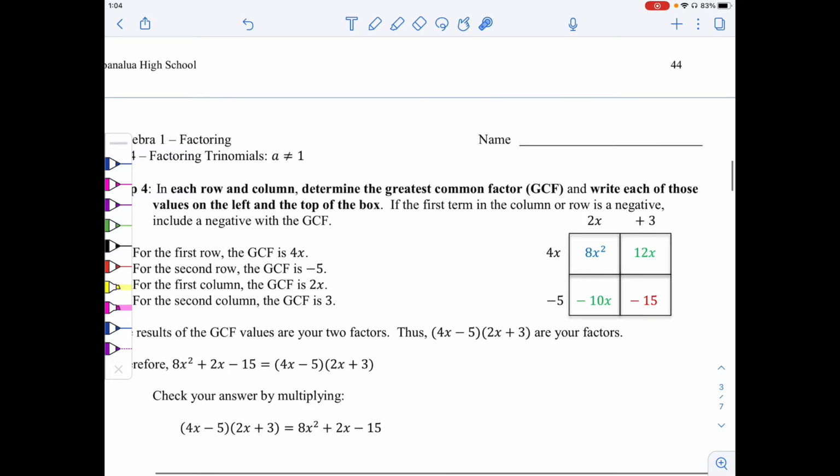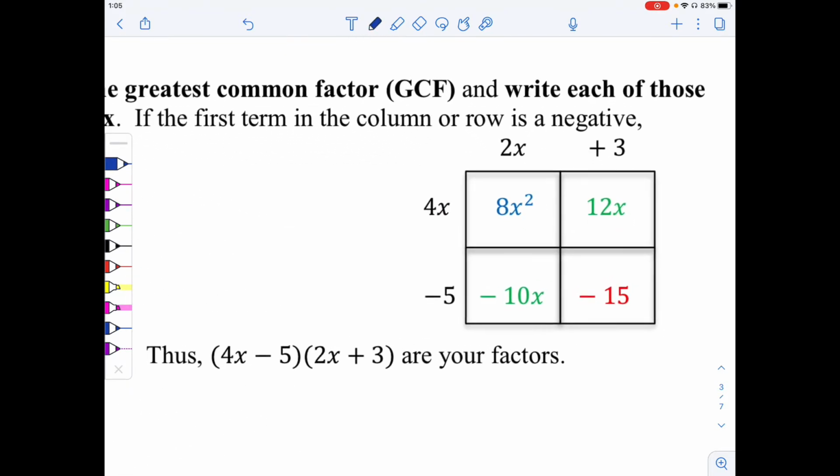So GCF of the first row, this one right here, is going to be 4x. GCF of this row is negative 5. GCF of this column is 2x. GCF of this column is 3. How do we find that? Let's find the GCFs again.